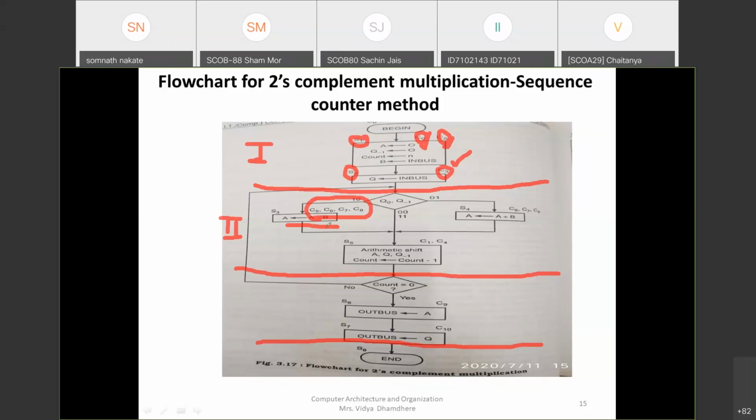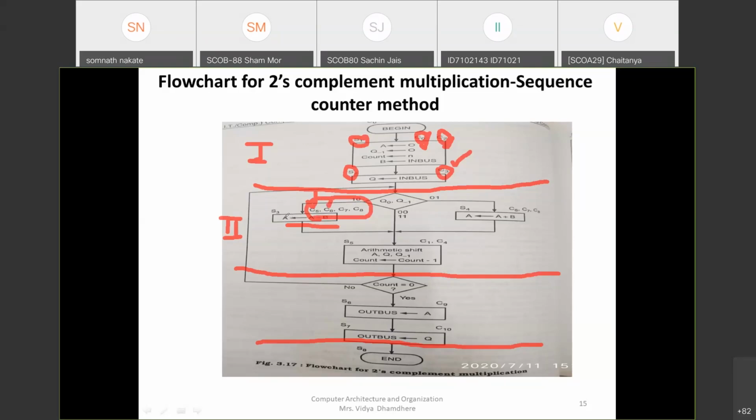Because first thing is that we are setting the condition. We are checking the value Q0 and Q minus 1. Whenever Q0 is 1 and Q minus 1 is 0, that time the first counter will be set, that is C5. After that, what operations do we need to perform? A is equal to A minus B, so the second counter will be set for that.